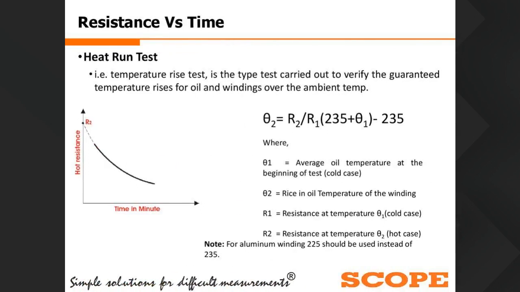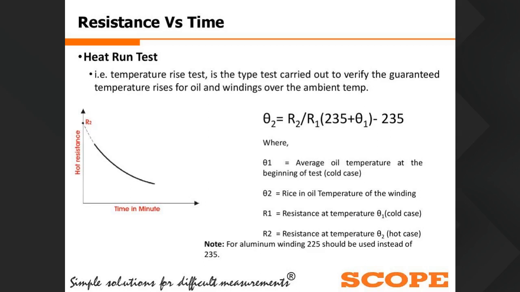As everyone is aware, the importance of the heat run test is to verify the guaranteed temperature rise for oil and winding over the ambient temperature. So it is 65 degree or 60 degree or 70 degree. So it is the heat run test that we need to carry out. And during the heat run test, we need to find out the rise in oil temperature and the rise in winding temperature.